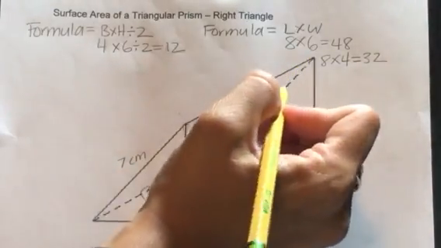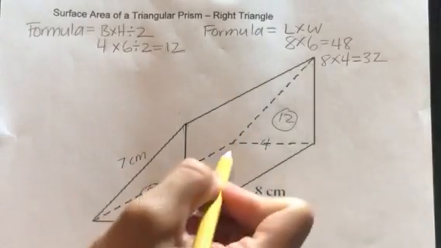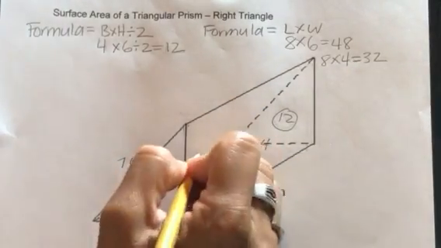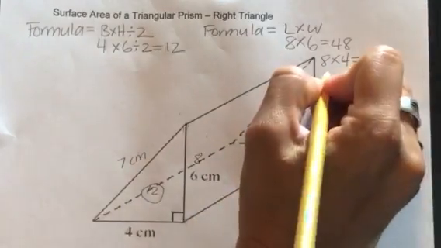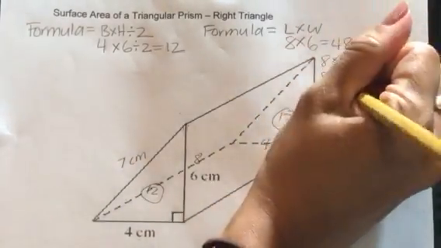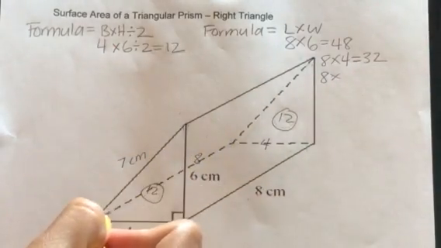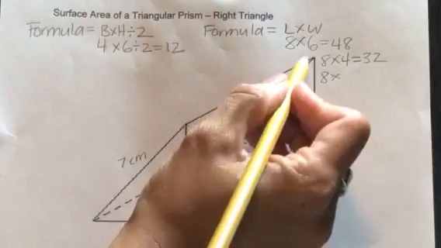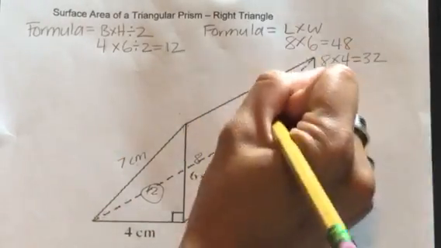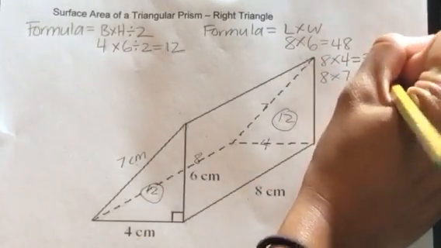Now we're going to solve for the back one over here. Okay? I don't have any measurements, so if I look at this, it lines up with this 8. So I know still that the length is 8. And then I'm going to multiply that by the width. So if this is the length, I can see that the width is here and here. So that lines up with this 7. So then 8 times 7 is 56.